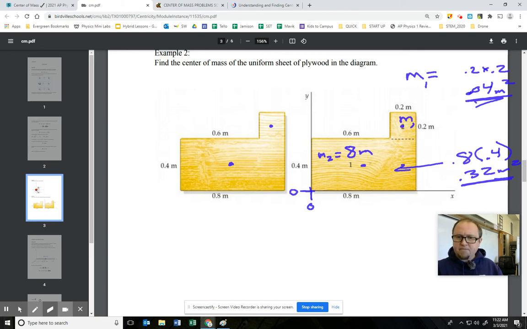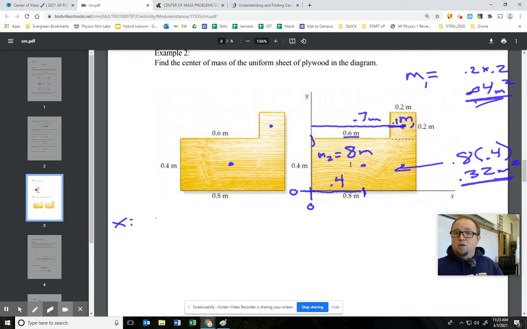Okay. Now, we're going to do a couple things to help us out here. The X location is 0.4 away for the center of mass, because that's in the middle. The whole length is 0.8, so 0.4 is halfway. This guy's center of mass is 0.1 from the edge, which is 0.6 from here. So its center of mass, this total distance, is 0.7 meters. So what we do is we look in the X direction.